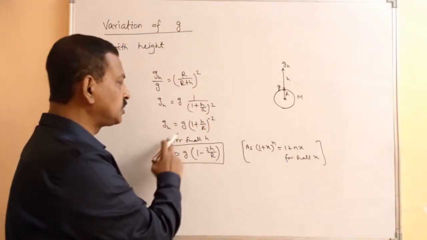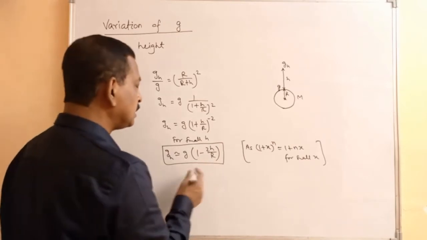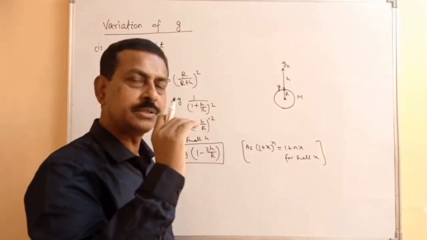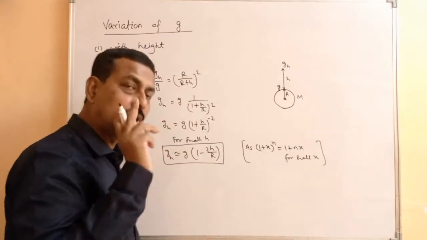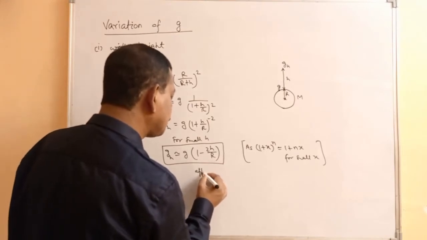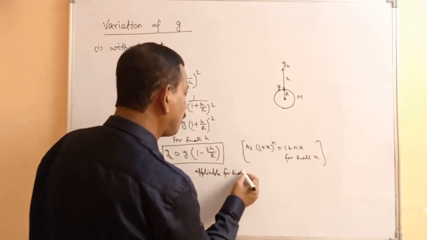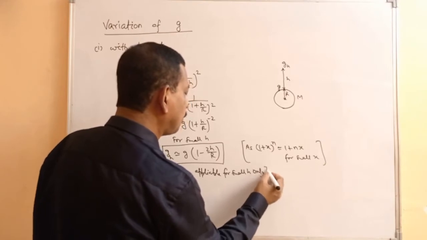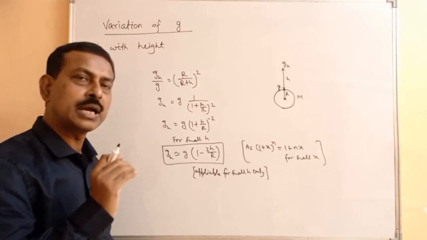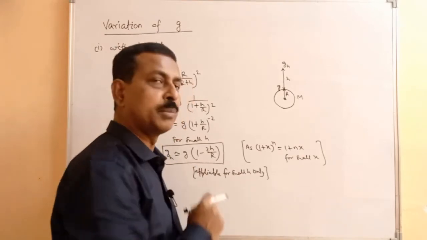So here also, if you consider a small h, you will get this expression. Remember that this will give you directly the value of acceleration due to gravity at a particular height. But we can use this formula only for small values of h. So this is applicable for a small h only. Like if it is asked what is the acceleration due to gravity at 10 kilometer height, 5 kilometer height, or 20 kilometer height, there you can use this formula.